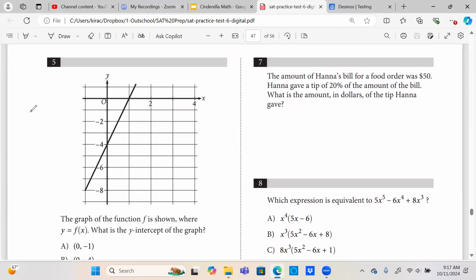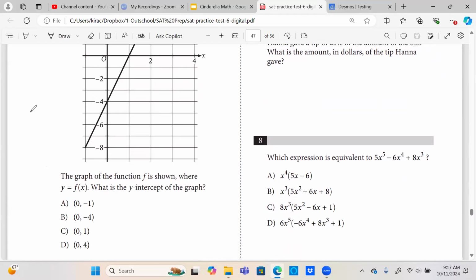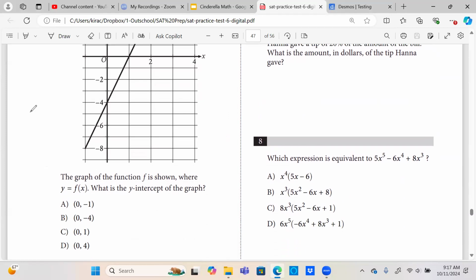Number 5. We have another linear function here. The graph of the function f is shown. What is the y-intercept? Okay, so coming down the y-axis, we want to see where it hits, right here at negative 4. So over nothing, down 4 would be our y-intercept.